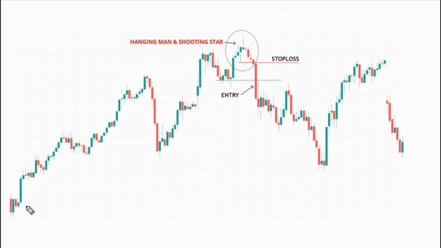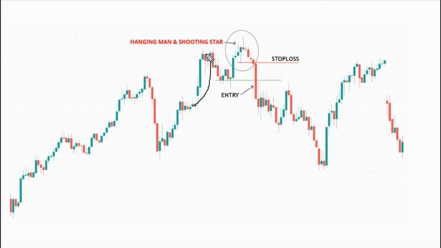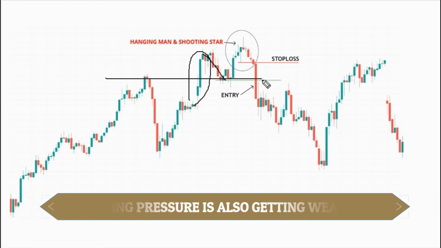See, proper uptrend, double top, entry, SL, see the downside momentum after that. And here, see strong buying momentum, then prices took a pullback here, but after this pullback prices couldn't continue its upward momentum by breaking the last swing high.